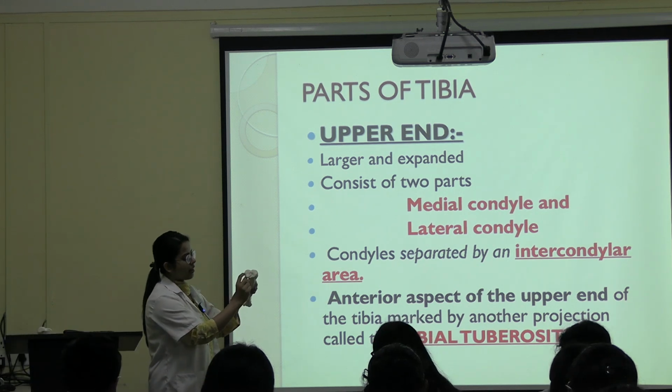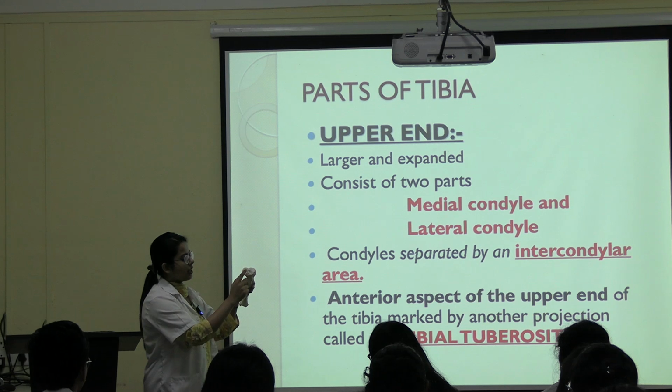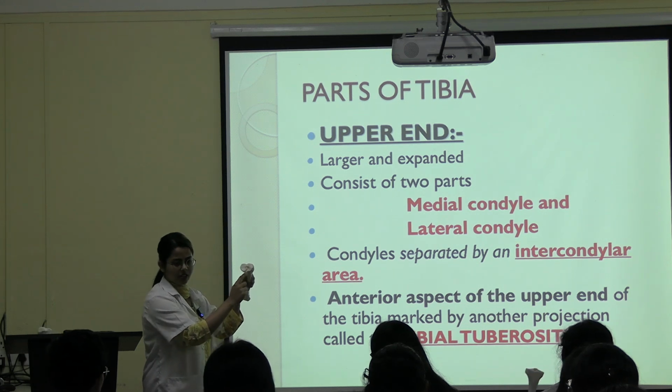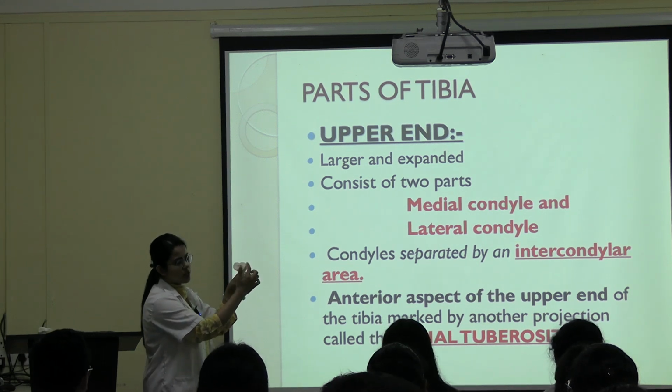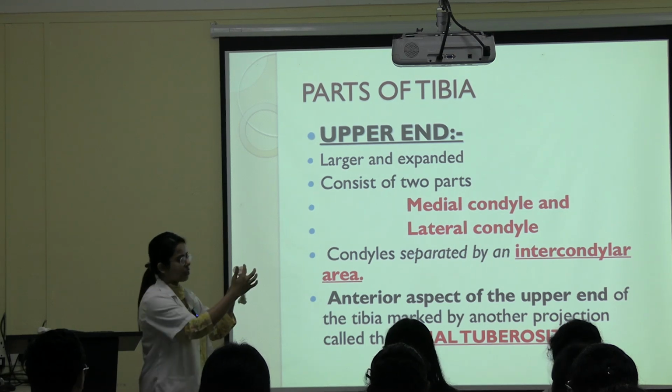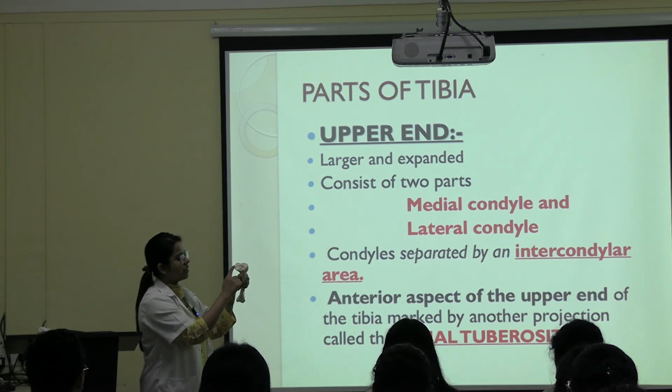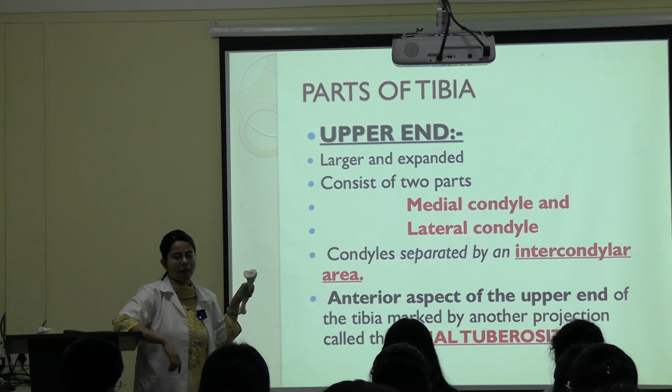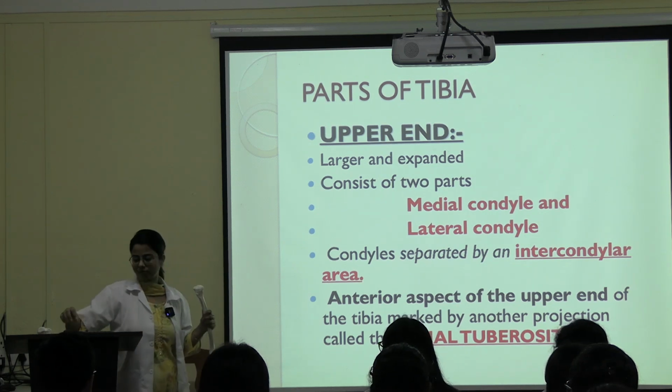Now the articular surface of the medial condyle is oval and larger, and this is rounded and smaller. Lateral condyle round and smaller, and medial condyle is oval and larger. Okay.